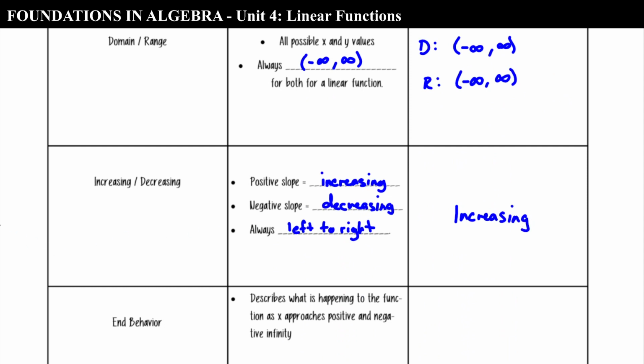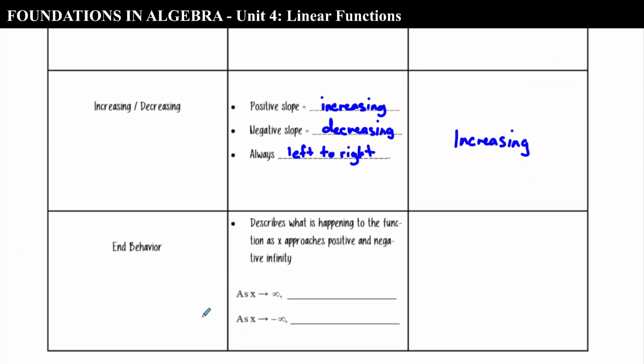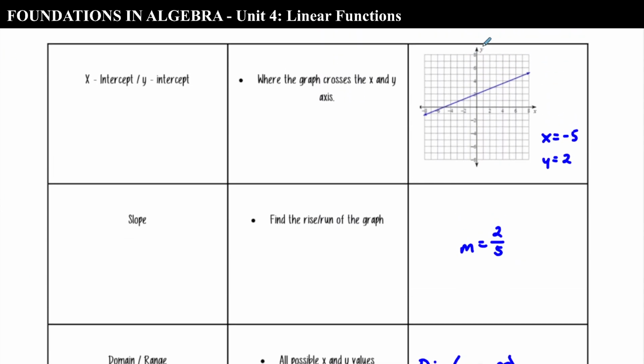And then the end behavior. It describes what is happening to a function as x approaches the positive and negative infinity side. So x approaches infinity is going to be the right-hand side. X approaches negative infinity is going to be the left-hand side. So on this graph, as we're going to the right, the graph is pointing upwards. As we're going to the left, it's pointing downwards.